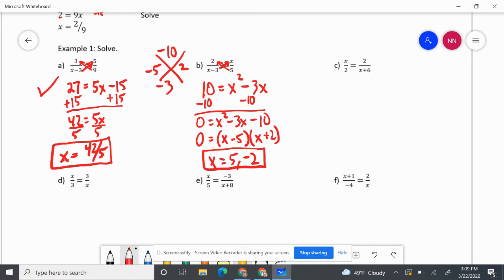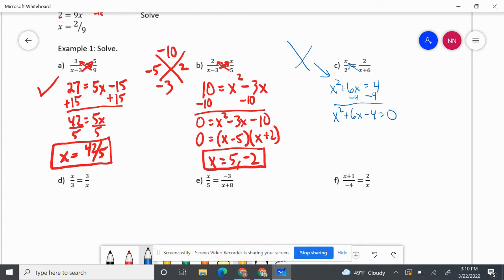Now for letter C, what we're going to do is the same thing. We're going to cross multiply. X times x is x squared. X times 6 is 6x. Then we're going to multiply the 2 times the 2, and that gives us 4. Once again, because it's a quadratic, degree 2, we're going to set it equal to 0, and we get x squared plus 6x minus 4 is equal to 0.